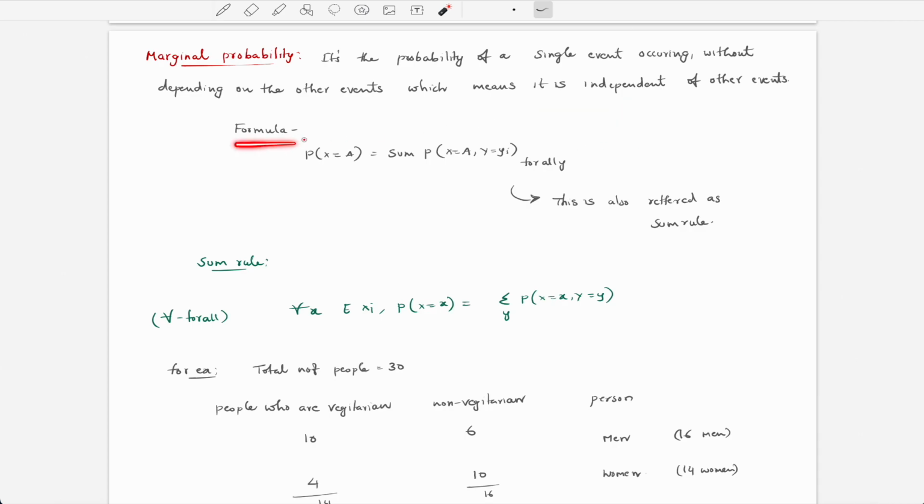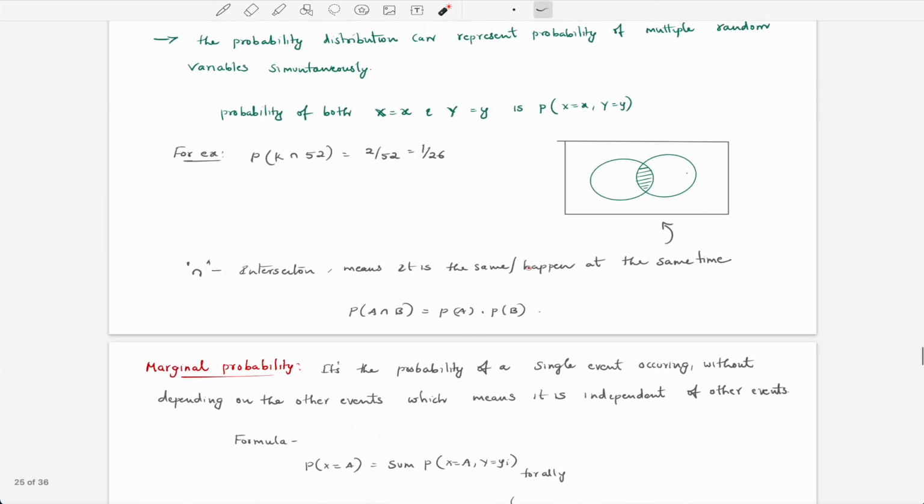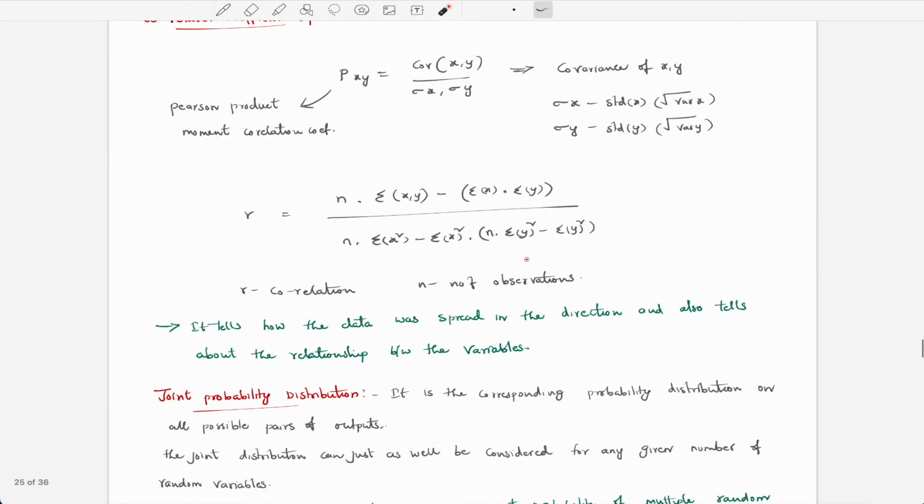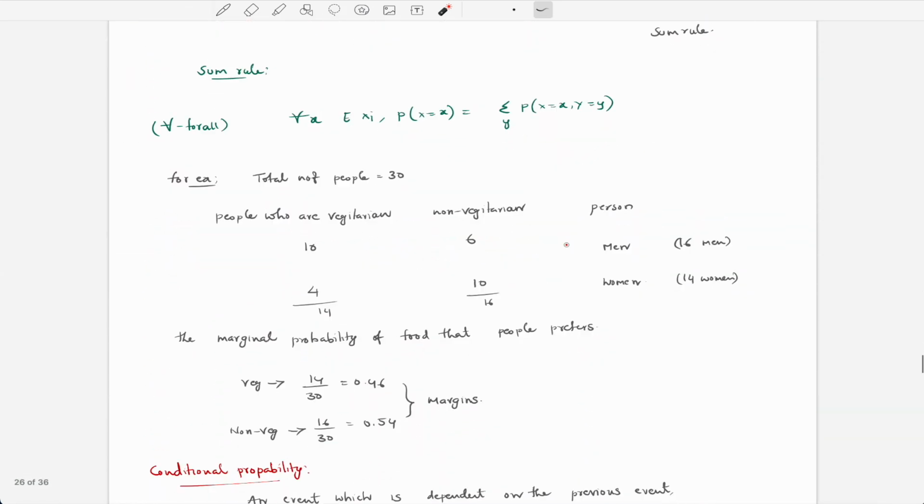We have a formula for this, which is P of X equals a, the sum over y of P of X equals a and Y equals y, for all y. This is referred to as the sum rule. What do we mean by the sum rule? For all x, where P of X equals x, we simply apply this summation rule. We have seen this, right?